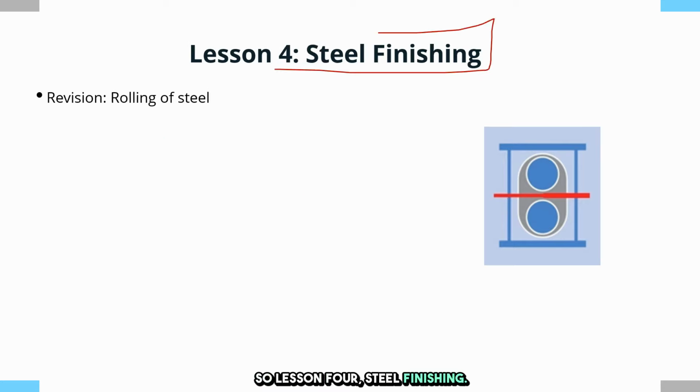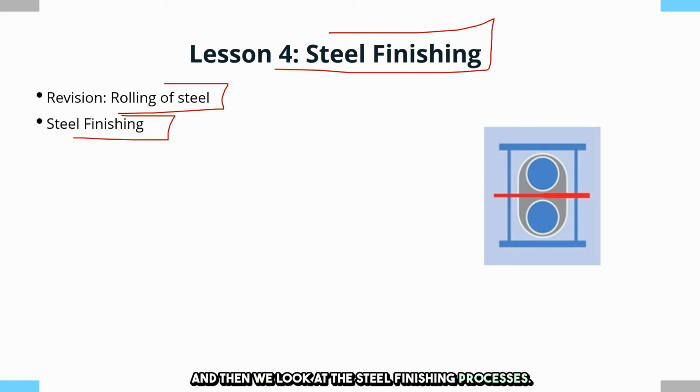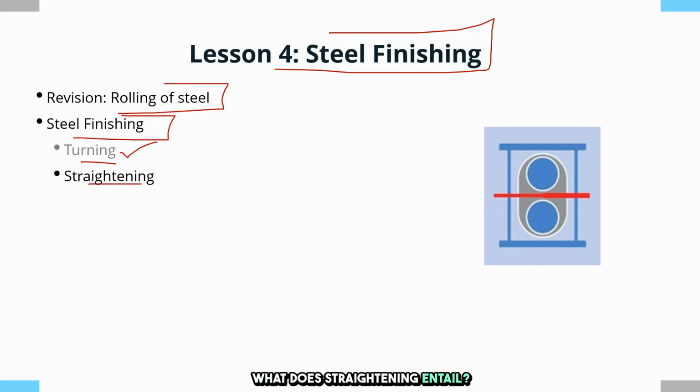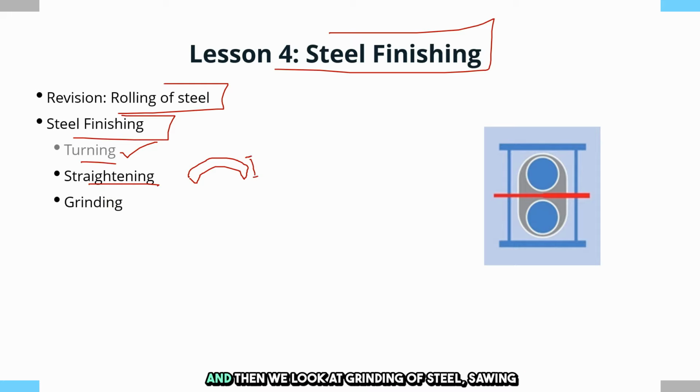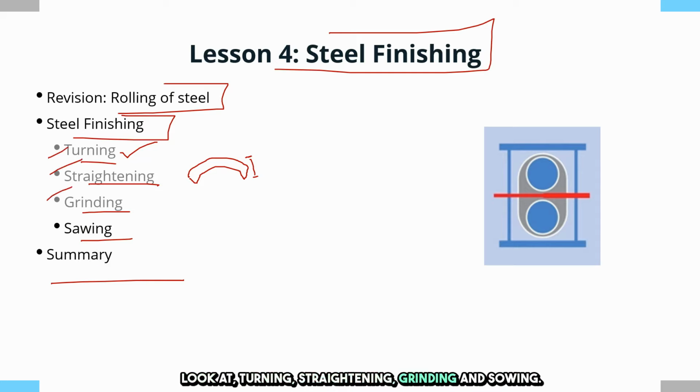So lesson 4, steel finishing. What are steel finishing processes? We'll look at that in this lesson or in this module. So firstly, we look at a revision, so rolling of steel, and then we look at the steel finishing processes. The first process we look at is the turning of steel. What does it entail to turn a bar or a steel material? What does straightening entail? How do we calculate the straightness of a bar? And then we look at grinding of steel, sawing of steel, and then that summarizes the course. So 4 key processes for us to look at: turning, straightening, grinding, and sawing.